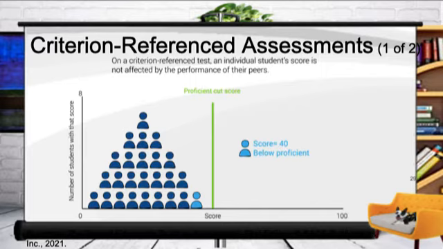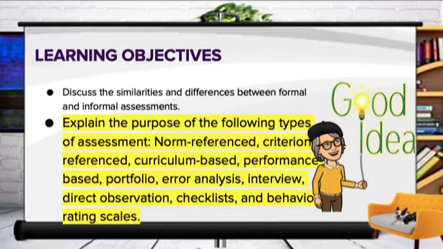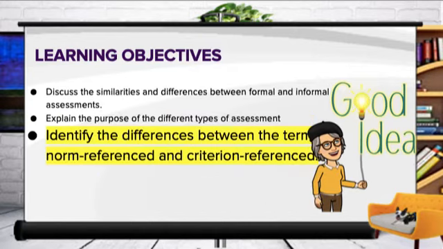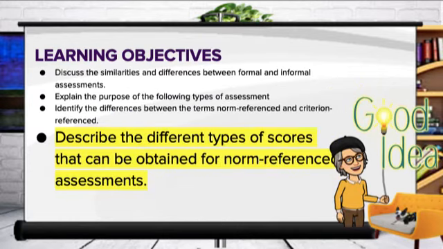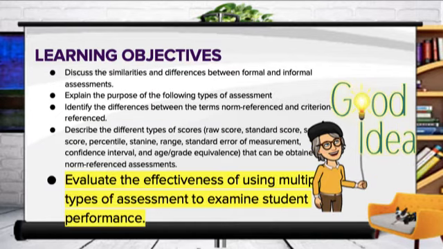By the end of this week, you should be able to discuss the similarities and differences between formal and informal assessments. Next, I want you to make sure that you can explain the purpose of each of the following types of assessments: norm-referenced, criterion-referenced, curriculum-based, performance-based, portfolio, error analysis, interview, direct observation, checklists, and behavior rating scales. Third, make sure you can identify the differences between norm and criterion-referenced assessments. And fourth, describe the different types of scores that can be obtained for a norm-referenced assessment. And finally, be able to evaluate the effectiveness of using multiple types of assessment to examine student performance.